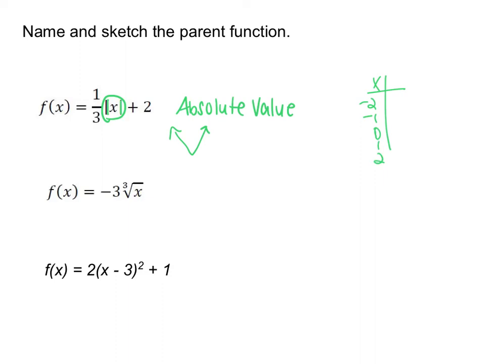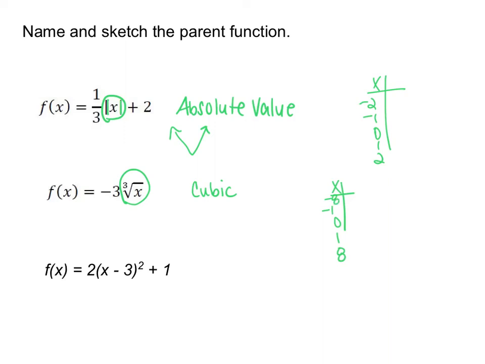The next one has a cube root. So this is a cubic family. And this is where you choose perfect cubes. So your x values, you can choose positive and negative, but they have to be perfect cubes. We'll always choose 0 and 1. The next one is 2 times 2 times 2, or 8. And then we have the negatives that go with it.